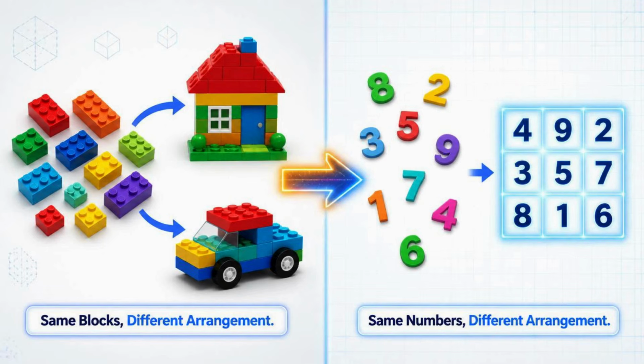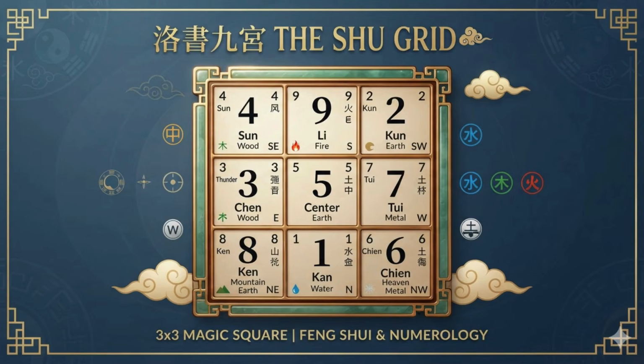Think about Lego blocks. The blocks themselves never change, but depending on how you arrange them, you can build a house or a car. The same thing happens in a magic square. The numbers don't change, only the arrangement changes. That's the real secret. A magic square isn't about the numbers, it's about patterns, logic, and balance. So, let's build one from scratch.